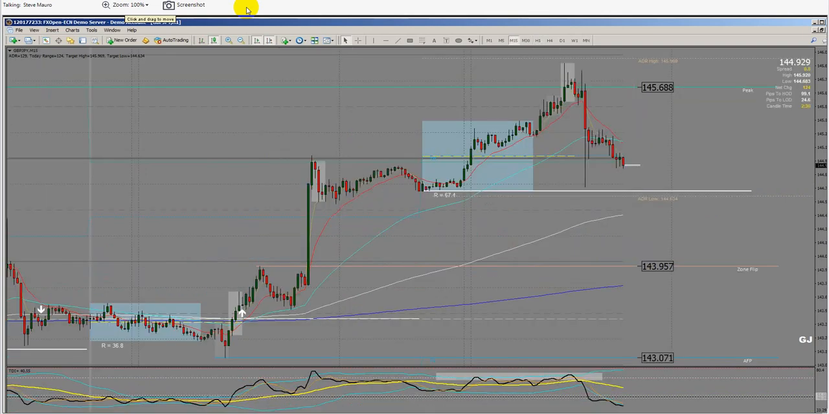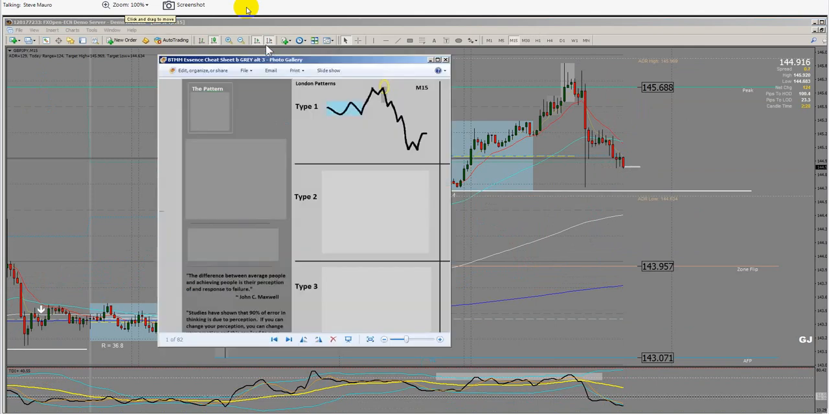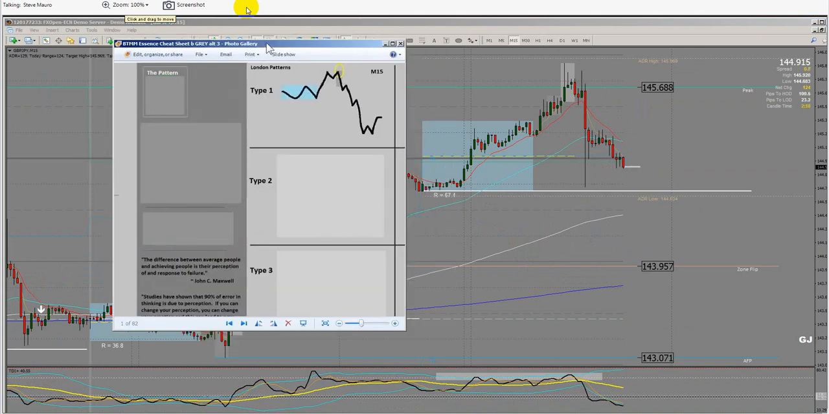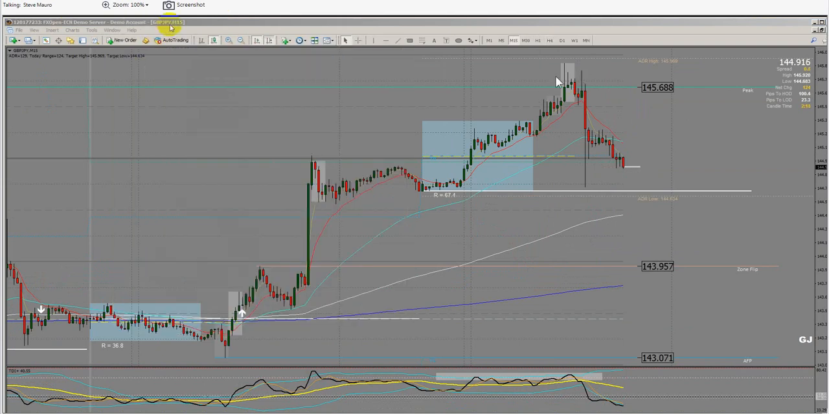Okay, London pattern. We've seen them before, seen one, you've seen them all. Well, not really. You have to see them all to be able to see the one that you're in. Okay, so there's your London pattern. Obviously a little interpretive at this point, but the lower time frames gave great stuff. I was in them short. That was my trade last night, was GJ short off of this stuff.